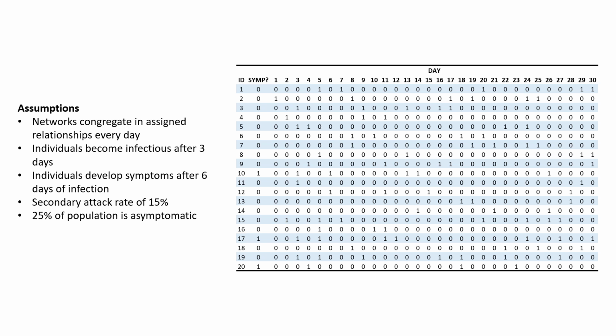We assume that individuals become infectious after 3 days of being exposed. Individuals will develop symptoms after 6 days of infection. We also assume that there's a secondary attack rate of 15%, and that 25% of the population is asymptomatic. Now, the secondary attack rate is something that we've seen quite a bit in the literature. I don't actually approximate a secondary attack rate of 15%. I say that on any given day, each individual has a 15% chance of being infected.